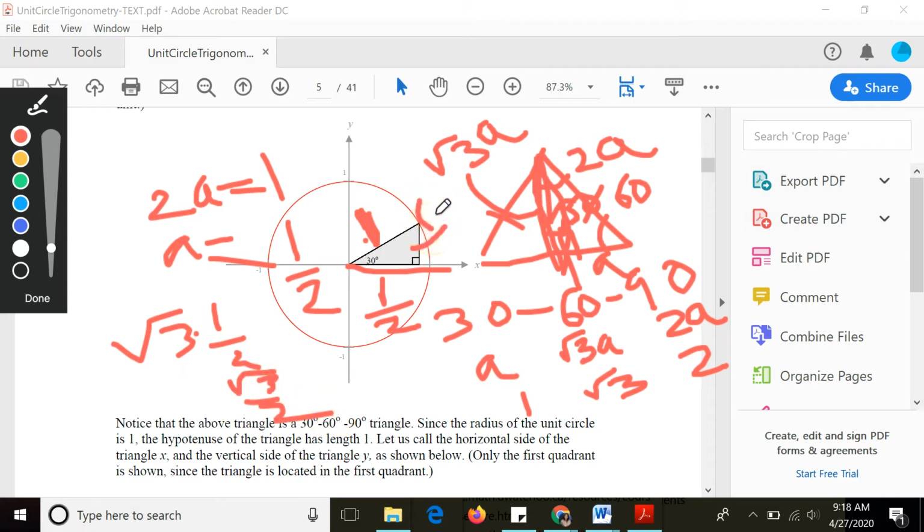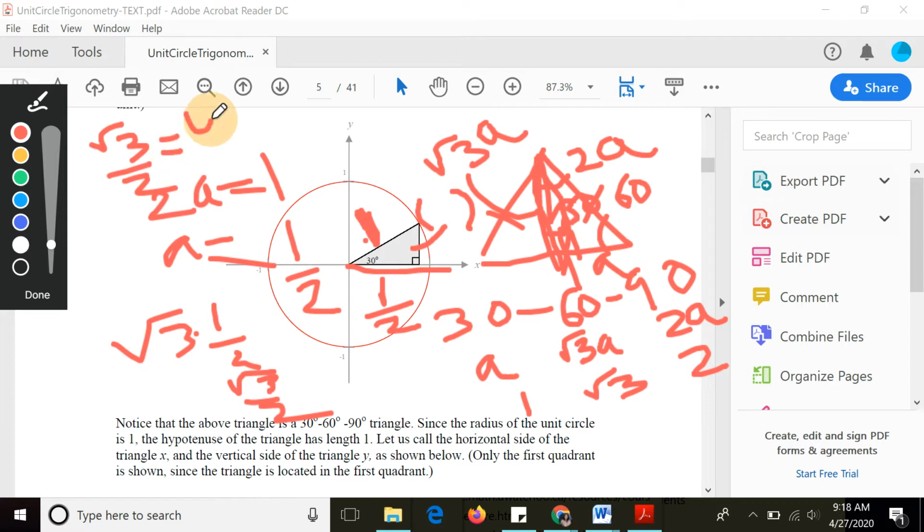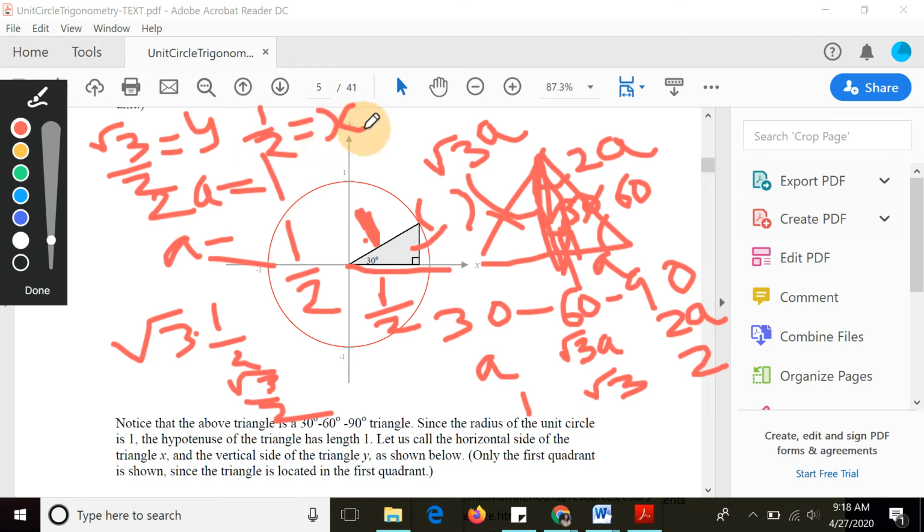Now we need to find out the coordinate of this point. Remember we got square root of 3 over 2, which is your y coordinate, and 1 over 2 is your x coordinate. So we found that corresponding to 30, the coordinate is going to be half comma square root of 3 over 2.